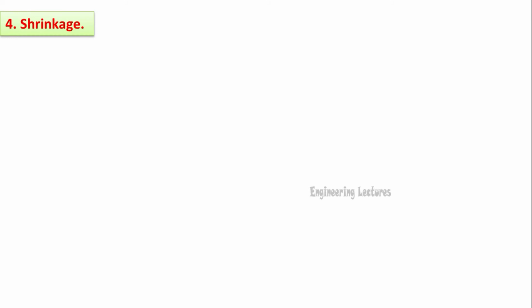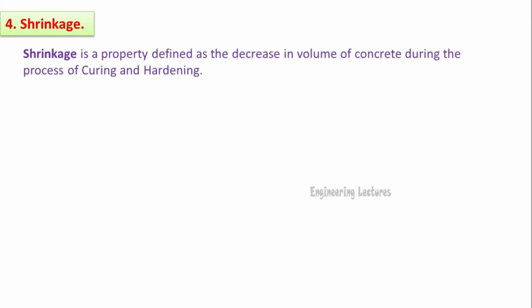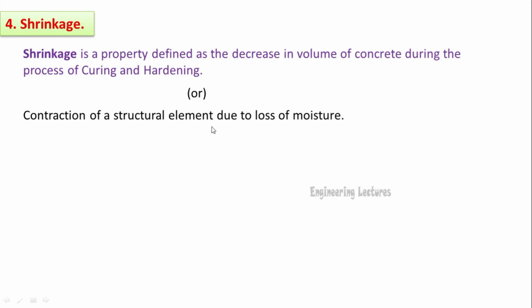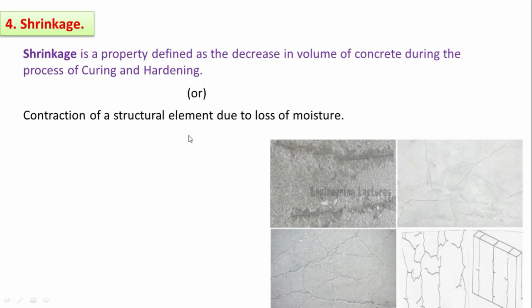Now let's see shrinkage. Shrinkage is a property defined as the decrease in the volume of concrete during the process of curing and hardening. It's nothing but the decrease in the volume of concrete during the process of curing and hardening, or contraction of structural element due to loss of moisture. So when the moisture is lost, this type of shrinkage will occur.